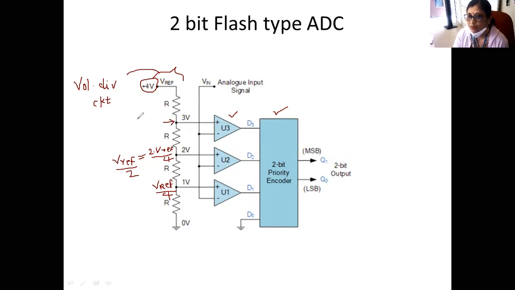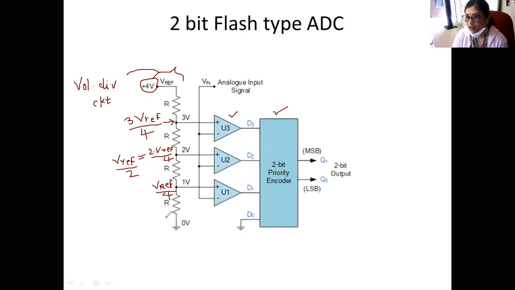So the value at this point is given by 3 V reference by 4. You have to remember this. The voltage divider circuit divides the voltage into three different values: 3 V reference by 4, V reference by 2, and V reference by 4.